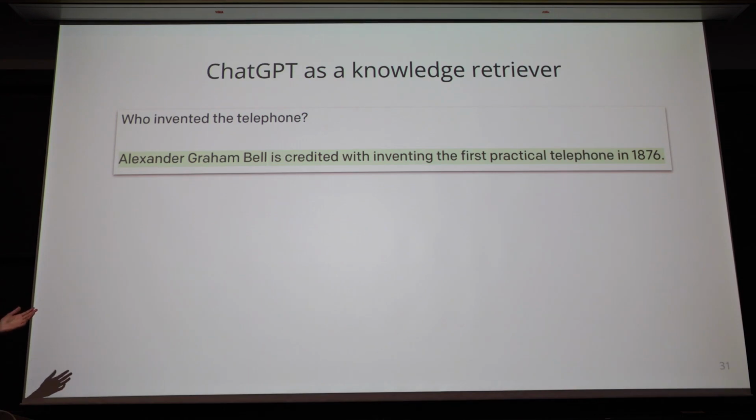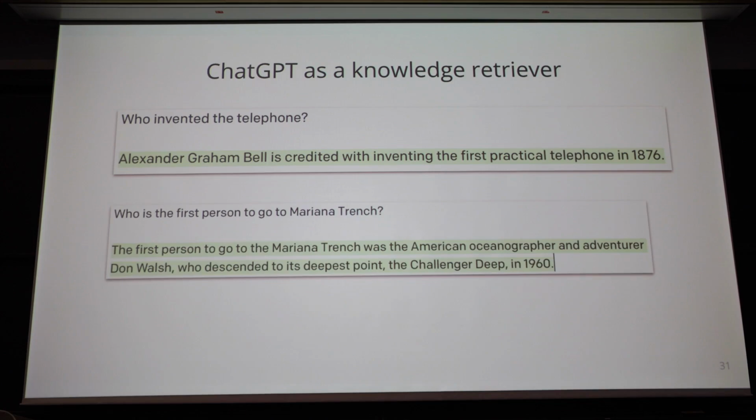So, who invented the telephone? Rather than going to Google, and Google also has these small tiles which show the answer now, if you ask this to GPT-3 or ChatGPT, the answer will most likely be correct. Again, there are some factual inconsistencies sometimes, but it's most likely going to be correct. And it doesn't have to be only common things, for example, who's the first person to go to Mariana Trench? I checked this yesterday and it gets it correct, right?